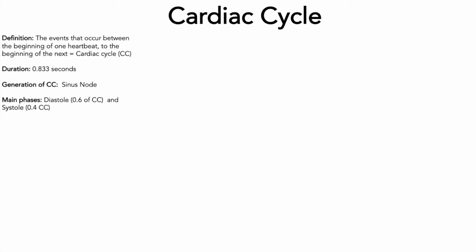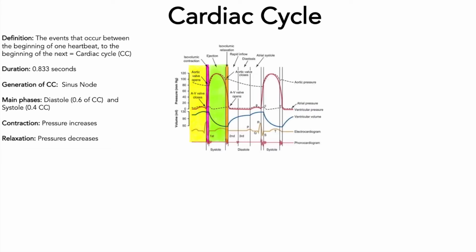The two main phases of the cardiac cycle are known as diastole and systole. Diastole is a period of relaxation where the heart is filling with blood. And as you can see here from my pointer, diastole is the longer portion of the cardiac cycle, comprising about 0.6 of it. Diastole is followed then by a period of contraction called systole, where the heart is contracting and pumping blood to the tissues and organs of the body. Two more points to be aware of are that when the heart is contracting, pressure is increasing, and when relaxing, pressure is decreasing.